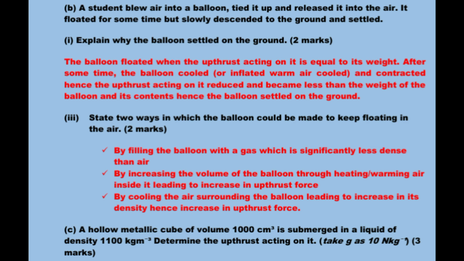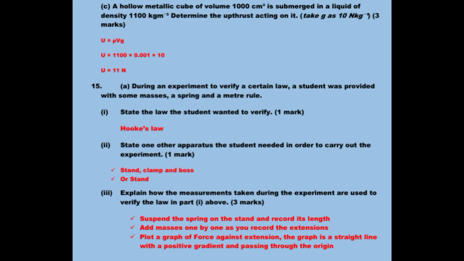A hollow metallic cube of volume 1000 centimeter cubed is submerged in a liquid of density 1100 kg per meter cubed. Determine the upthrust acting on it. So we have the volume, we are also given the density, we are also given the pull of gravity, and we are trying to determine the upthrust. So upthrust is given by rho Vg, so we just replace the values in SI units. Density is 1100, volume in SI unit is 0.0001 meters cubed, and g is 10. Then when you multiply them, you get 11 Newton.